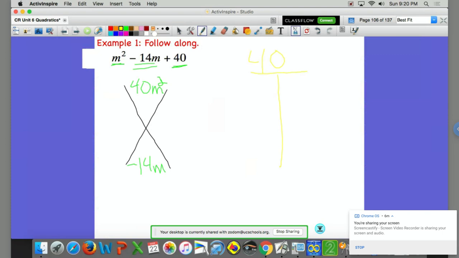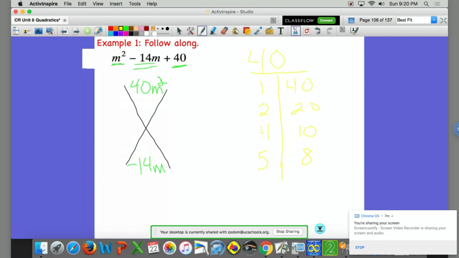But at this point, we need to find the factors of 40. So if we have 1 and 40, that will give me 40. Well, 2 and 20 will give me 40. 3 will not go into 40 evenly, so therefore, skip it. 4 and 10. 5 and 8. 6 will not go into it evenly. 7 will not go into it evenly. So then we get back to 8, and so then we have those repeating numbers. So now we have 1 and 40, 2 and 20, 4 and 10, and 5 and 8. And those are our factors of 40.